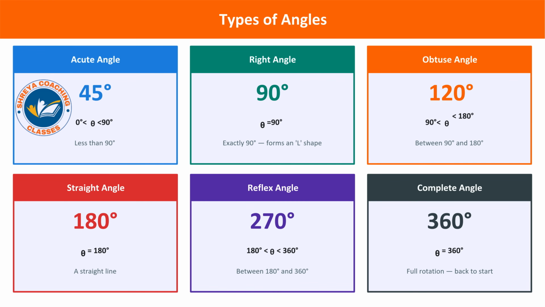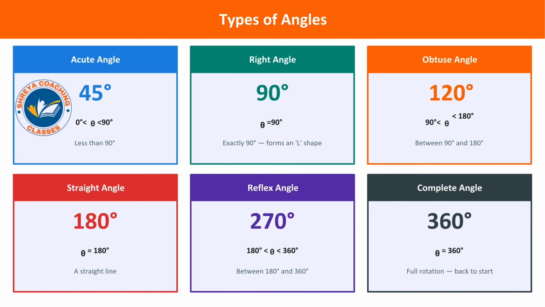Now let's learn about the straight angle. A straight angle measures exactly 180 degrees. It looks just like a straight line. The next type is the reflex angle. A reflex angle is greater than 180 degrees but less than 360 degrees. Imagine turning a door almost completely around or rotating a wheel more than halfway. Finally, we have the complete angle. A complete angle measures exactly 360 degrees. This means one complete rotation. For example, the second hand of a clock completes one full turn in 60 seconds.